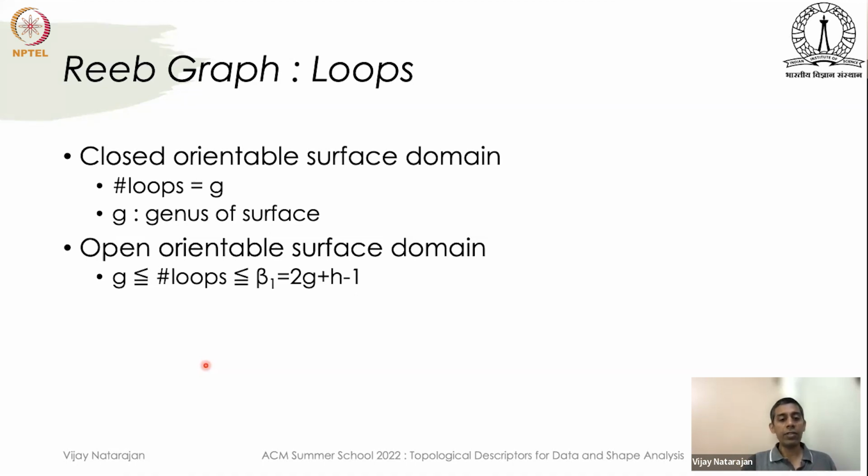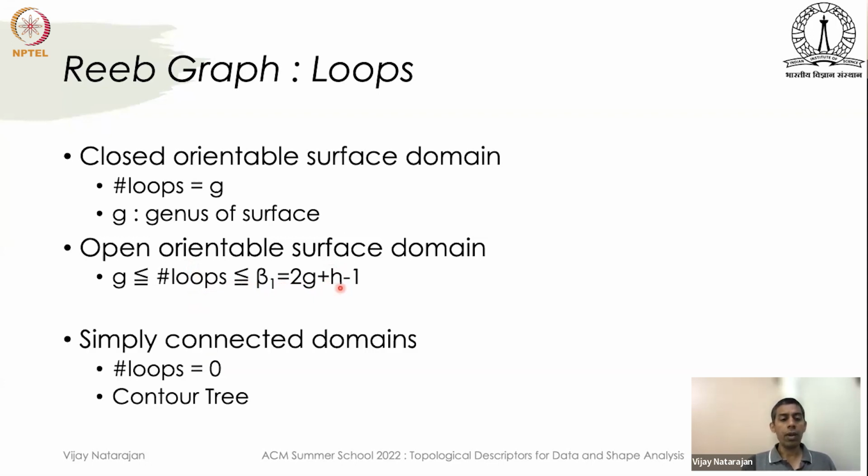If you have surfaces which have boundary, then the genus is a lower bound on the number of loops in your Reeb graph. The upper bound is given by the genus together with the number of boundary components, which is H. Okay. And there is a similar such condition in higher dimensions as well, and for non-manifolds.